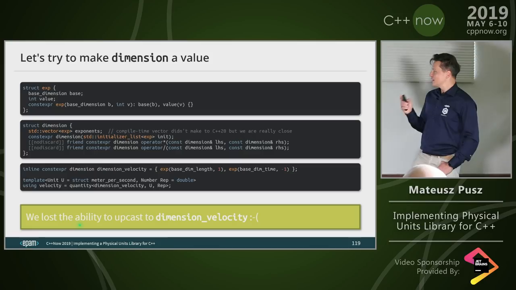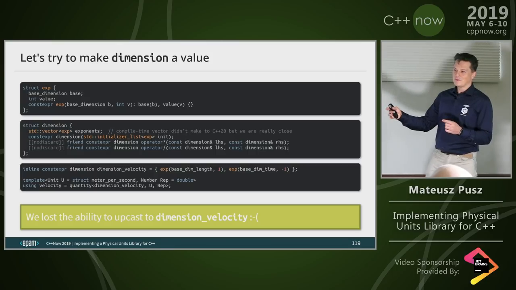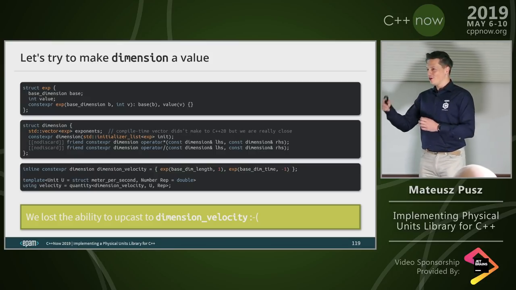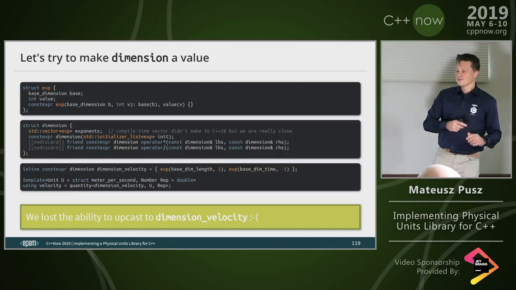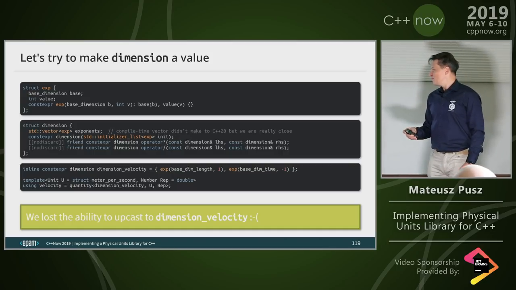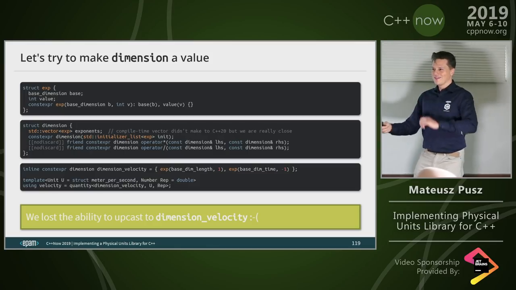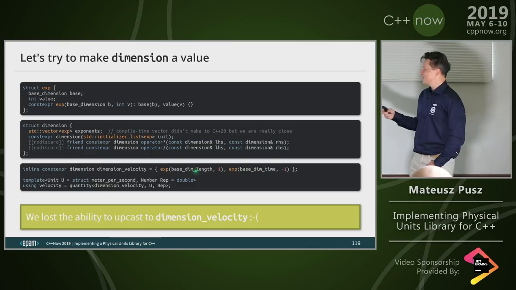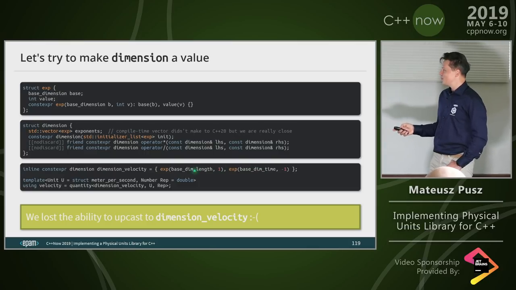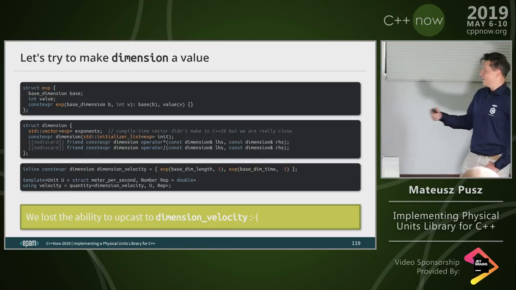However, we lost the ability to upcast to a dimension velocity because we have a vector of values. And you can't easily say that a vector of values of time and length is a velocity. Maybe we will need some, I don't know, hash map or something that will map one to another. But then it's not that easy, and then we'll not be able to express it because it's always expressed in the base units rather than in velocity one.